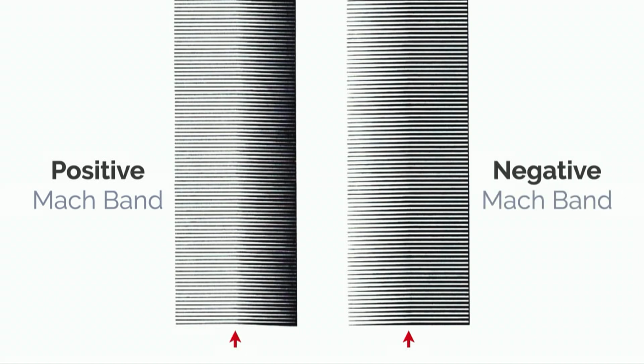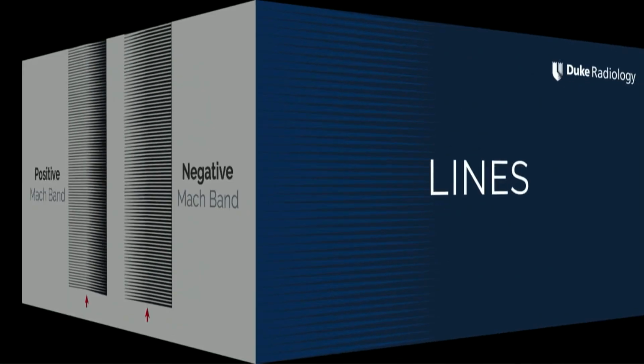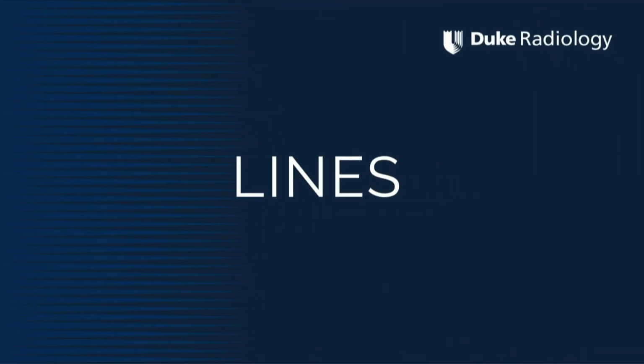And this is an old image that again illustrates that phenomenon. So a positive Mach band shows up as being bright. Oops, I got my arrows reversed. That's the negative Mach band. There's the positive Mach band on the left and negative Mach band on the right, just running down the middle of those images. So now with that background, let's talk about lines.